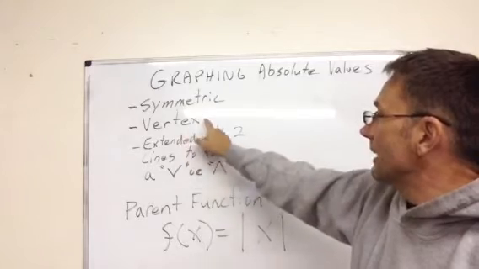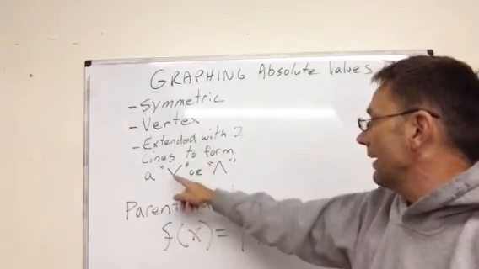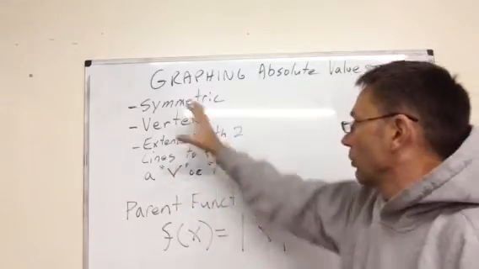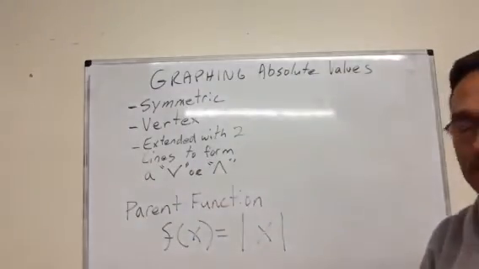Now, when we find our vertex, we can then extend it with two lines to form a V going up or a V going down. And when we start looking at some examples, you'll see what happens there.